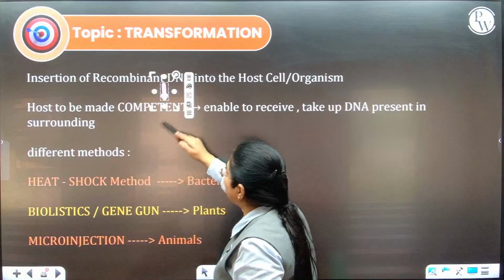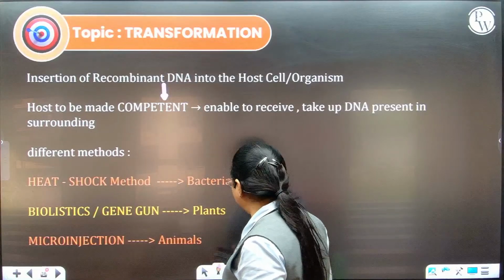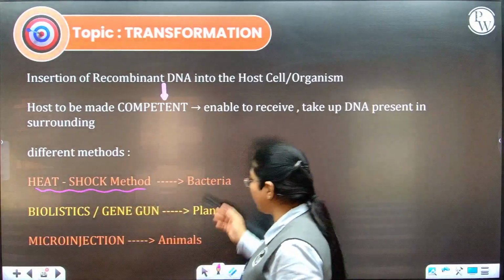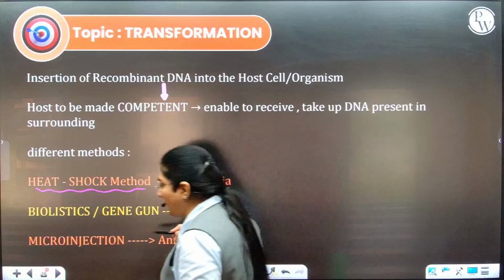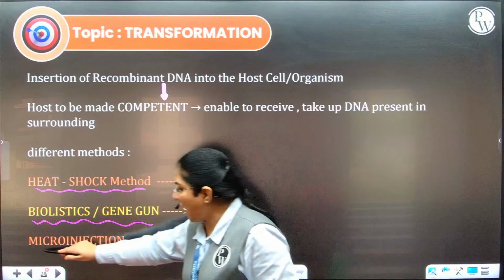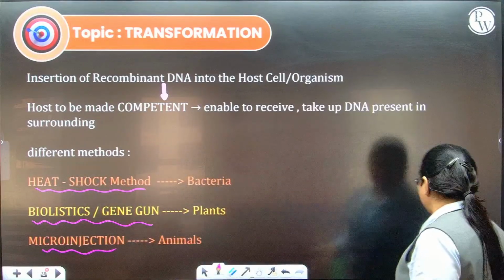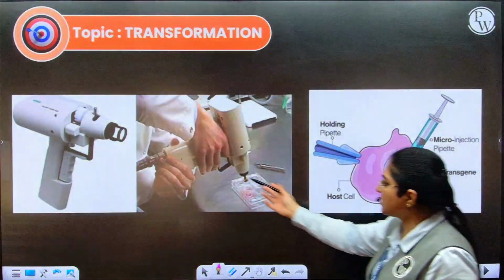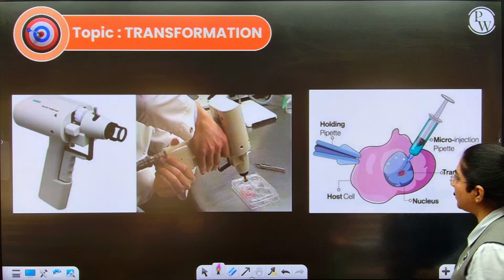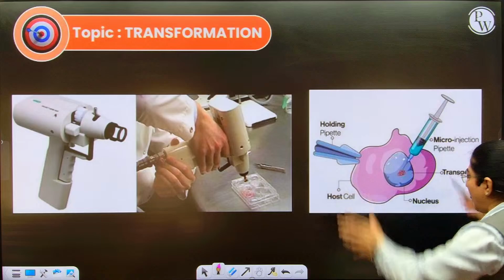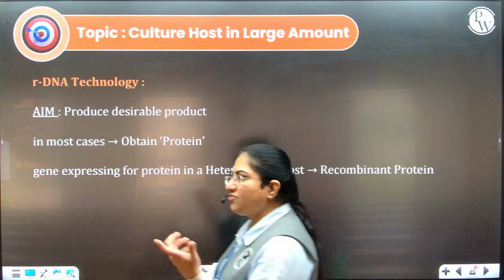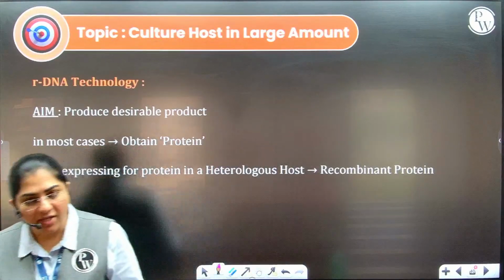And we can do it by different techniques. How can we do it? We can do it with the help of the heat shock method for bacteria. If we are using it for plants, we can use a biolistic or gene gun. If we are using it for animals, we can use microinjection methods. So these are gene guns for plant cells. These are microinjections for animal cells, with which we can insert our gene of interest into it. The heat shock technique is basically for bacteria, not for plants or animals.